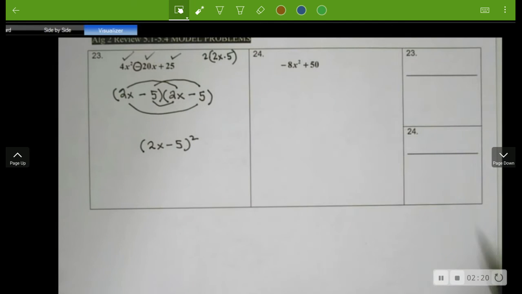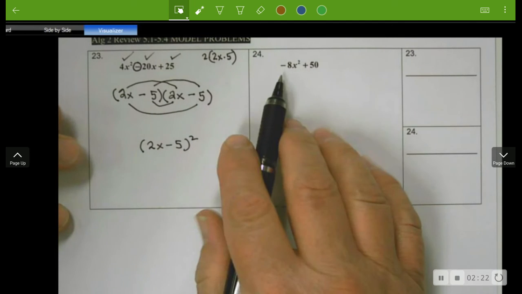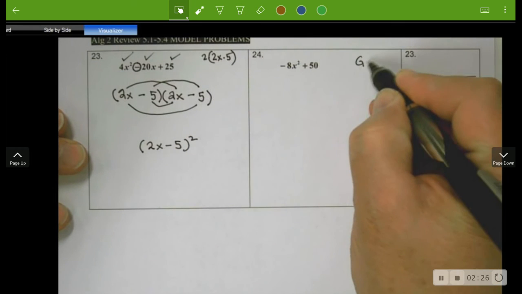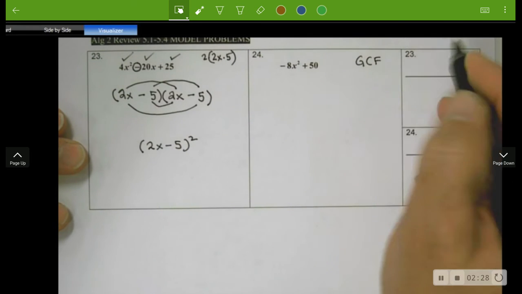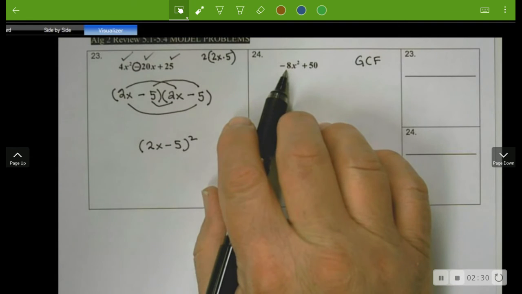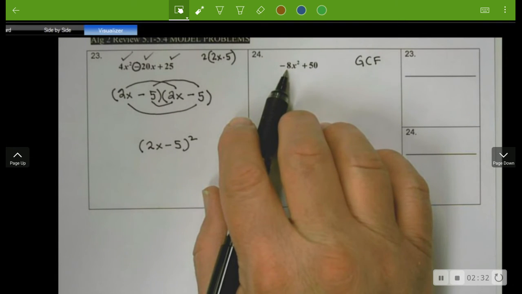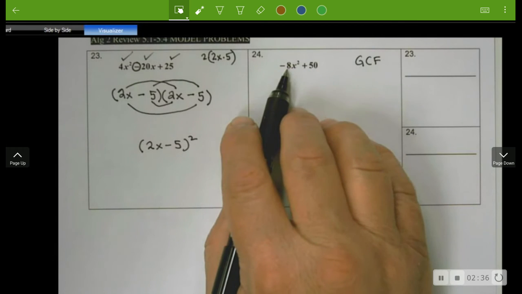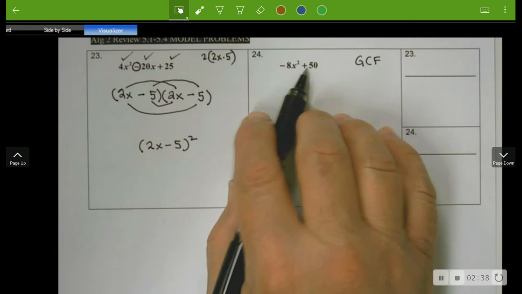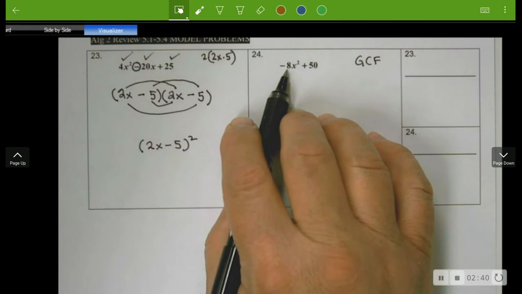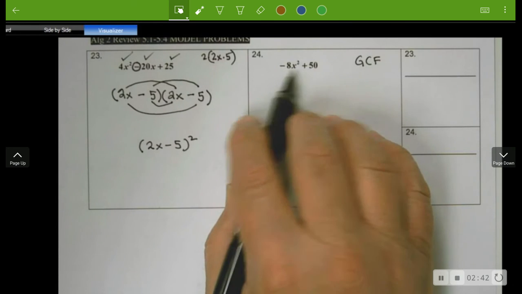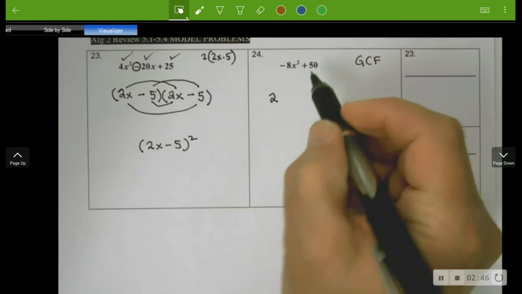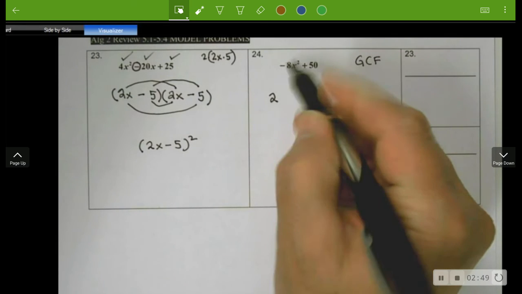Okay, the last one here is just a binomial, and you're going to look for a GCF first. That's always the first thing you look for. In this one, you start with 8, and 8 doesn't divide into 50. Then go down to 4, and that doesn't go into 50. So the next biggest factor of 8 would be 2, and that does go into 50. So normally we would pull a 2 out here, but with a leading negative, you want to pull out the negative 2.